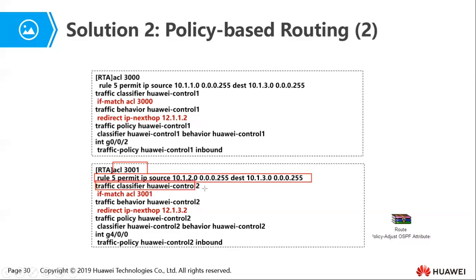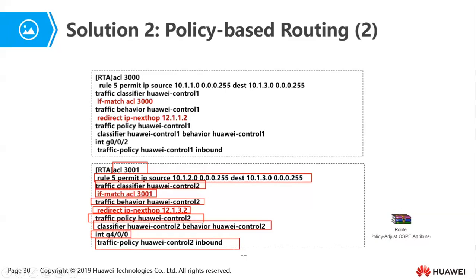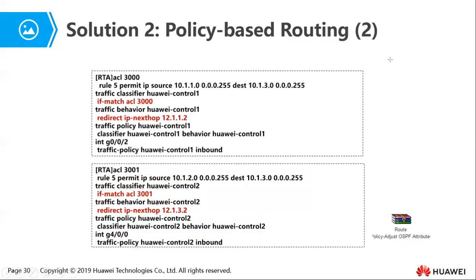We create a traffic classifier if it matches that ACL. Behavior: again, we want to redirect to the next hop of RTC. Then after that, we create the policy. We specify the classifier and the behavior. Then we go to the interface that is connecting the finance department to RTA, and we apply that traffic policy in the inbound direction. So that's how we do that.